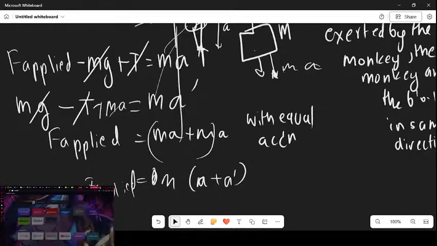A monkey is climbing on a rope as shown in the figure. Climbing on a rope that goes over a light pulley.